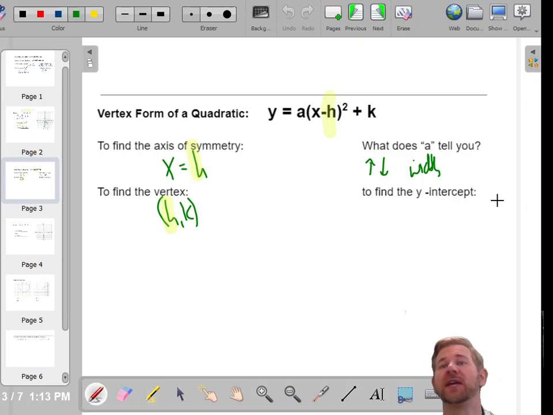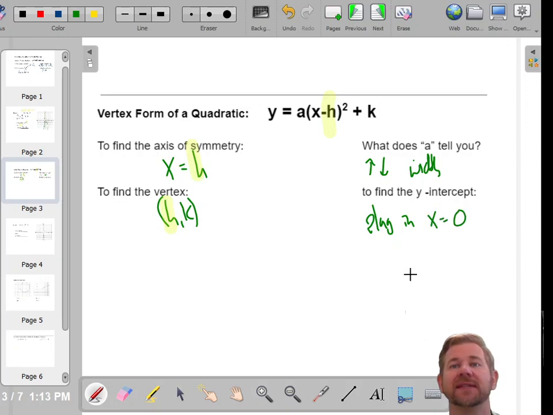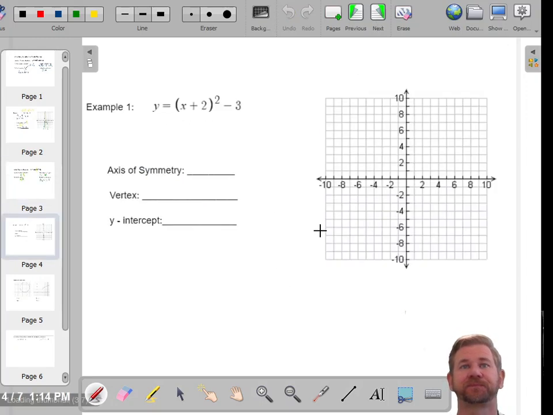But to find the y-intercept, this is a little trickier. You actually have to plug in x equals 0 and simplify that because you can't just look at it. A is not the x-intercept or y-intercept, H is not the y-intercept, and K is not the y-intercept. You have to plug in 0 for x and evaluate it to figure out what the y-intercept is. So be careful with that.